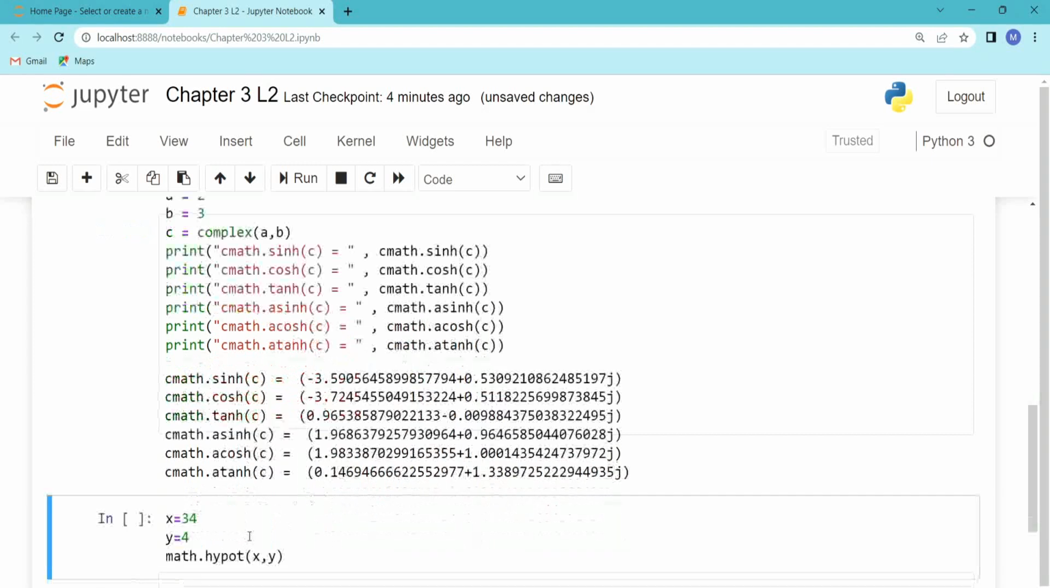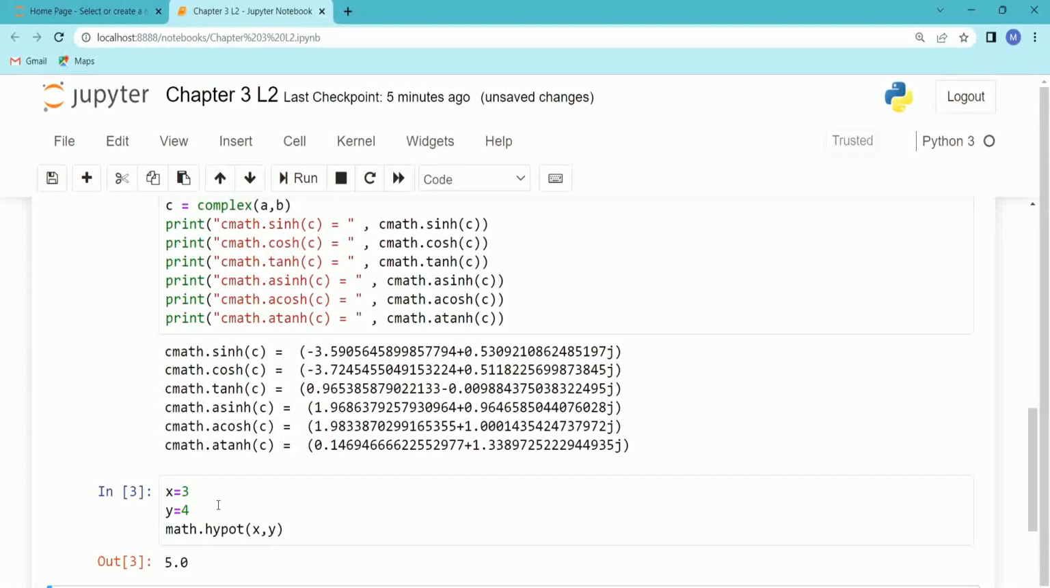Another important function we have is the hypotenuse function. We can use it to calculate the hypotenuse of a triangle. Instead of that, I will take x equal to 3, y equal to 4. Now let us calculate the hypotenuse, which is the square root of 3 squared plus 4 squared, which is 5. Likewise, we can change the values also.